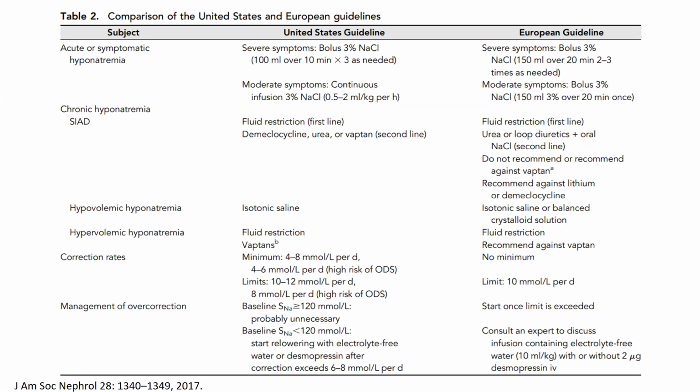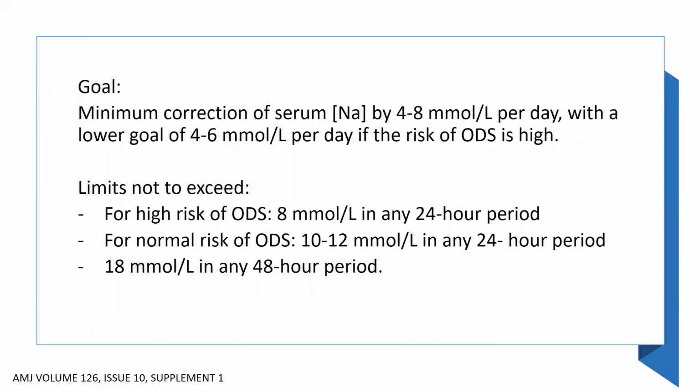The problem is when the patient shows up in the ER, you don't know if he's high risk for osmotic demyelination or not, so always think the patient is high risk. And you don't know if the patient is acute or chronic, so always assume the patient is chronic. So again, I'm just going to repeat one more time: for high risk, 8 or below. Normal risk, 10 to 12, but not less than 4. But 6 is enough.